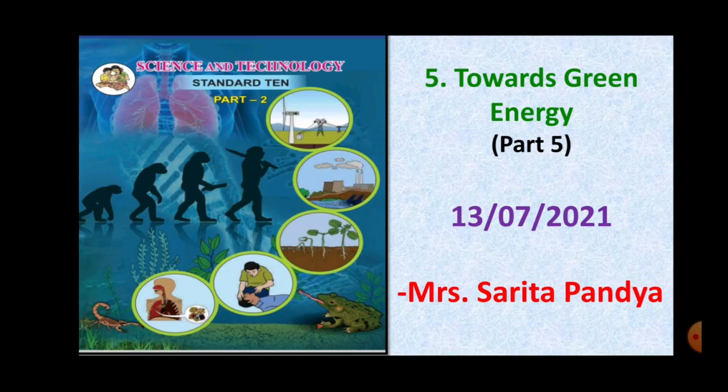Students, we have started lesson number 5, Towards Green Energy, and as I told you, it's quite an interesting and of course a lengthy lesson. There are so many power plants in this lesson where electrical energy is generated with the help of different raw materials like wind, water, solar energy, etc. So, let's continue with the last part of the lesson.